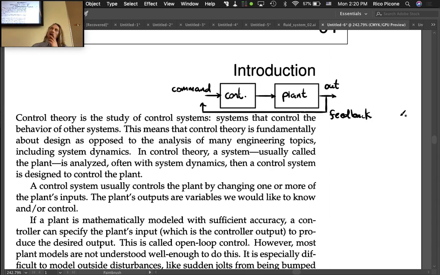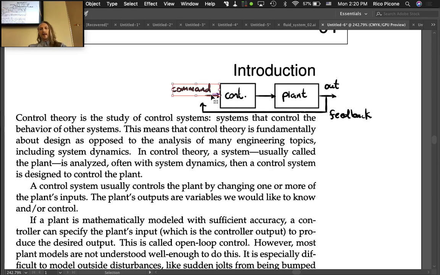So the idea is, now I'm feeding back the output, what it actually is. So now the angle of the arm is being measured. And you say, oh, I want it to be 32 degrees. Well, it's actually 34 degrees. So now your controller has to decide what to do with that difference, okay? And in fact, oftentimes what we do is we simply subtract.